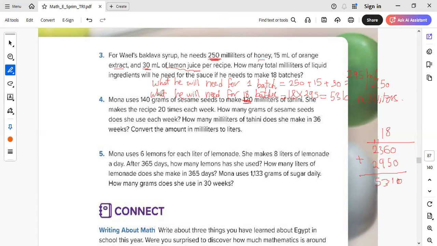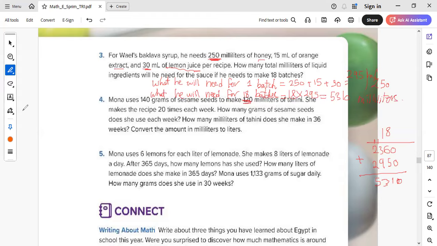So we have solved now question number 3. Let's go to question number 4. What about problem number 4? Let's read it. Mona uses 140 grams of sesame seeds to make 120 milliliters of tahini. She makes the recipe 20 times each week. How many grams of sesame seeds does she use each week? How many milliliters of tahini does she make in 36 weeks? Convert the amount in milliliters to liters.